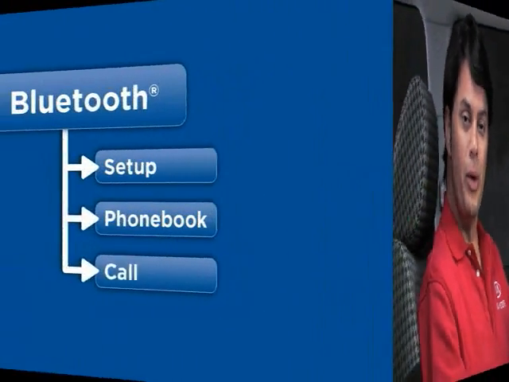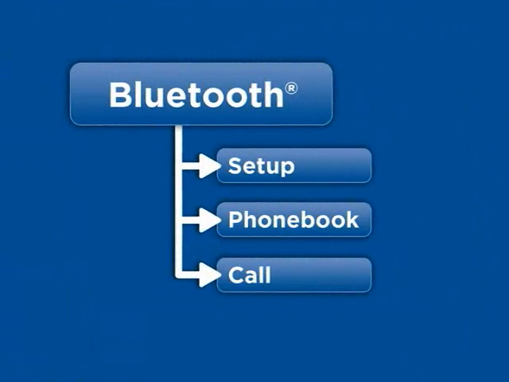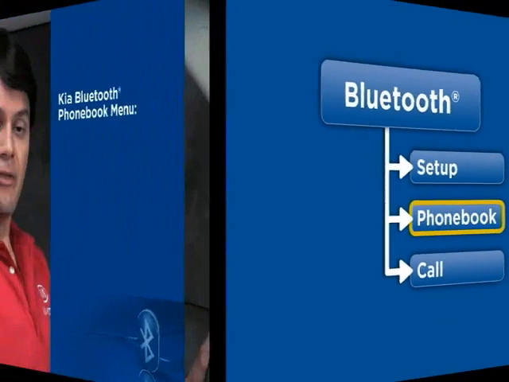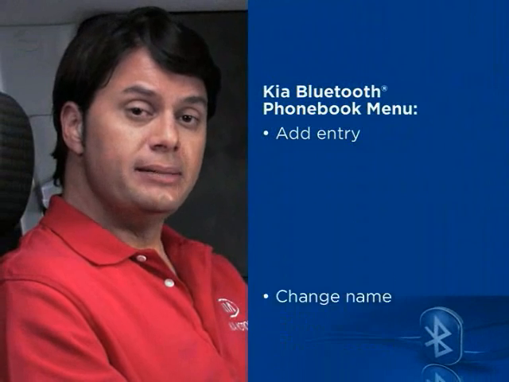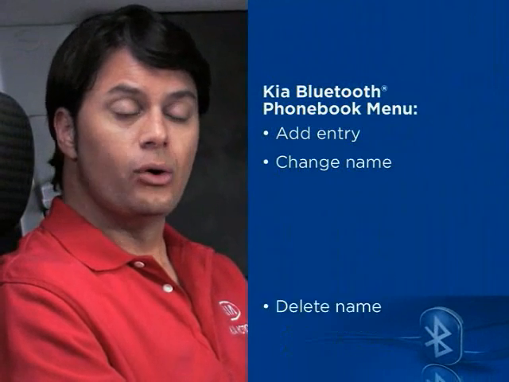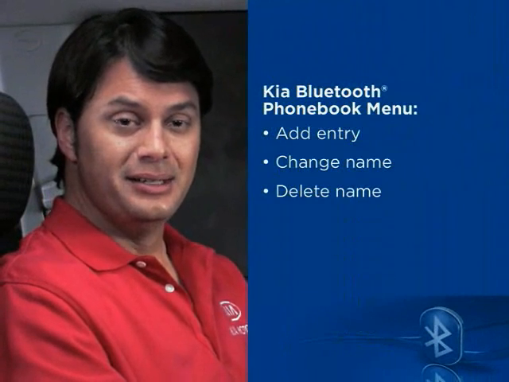In this next segment, we will demonstrate the second of three primary menus for the Kia Bluetooth system, the Phonebook menu. From the Phonebook menu, you can add a new entry, change the name of a current entry, or delete an existing entry. Before we get started, it's important to understand how the Phonebook in the vehicle's Kia Bluetooth system and the Phonebook list in the user's phone handset work together.